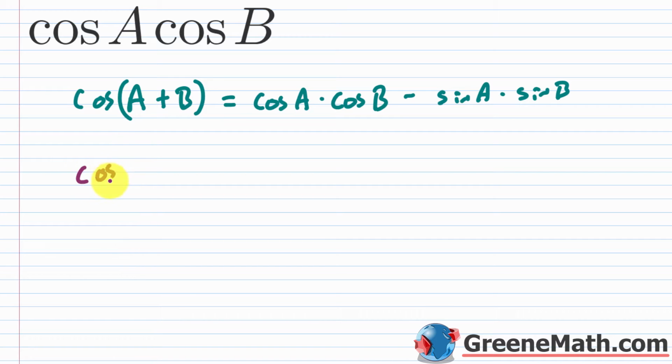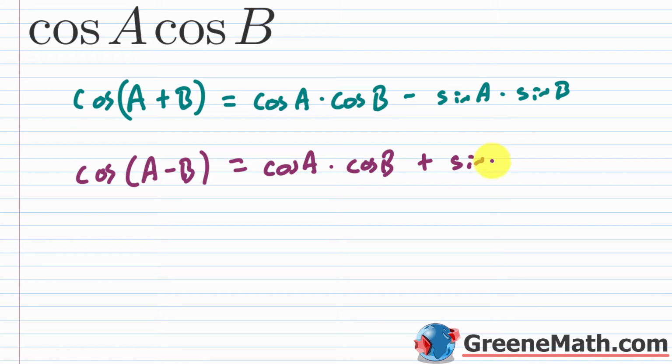So we have the cosine of a minus b. So it's the same thing as this. You're just going to change the sign in the middle. So this is the cosine of a times the cosine of b. Now this is a plus. You have the sine of a and then times the sine of b.